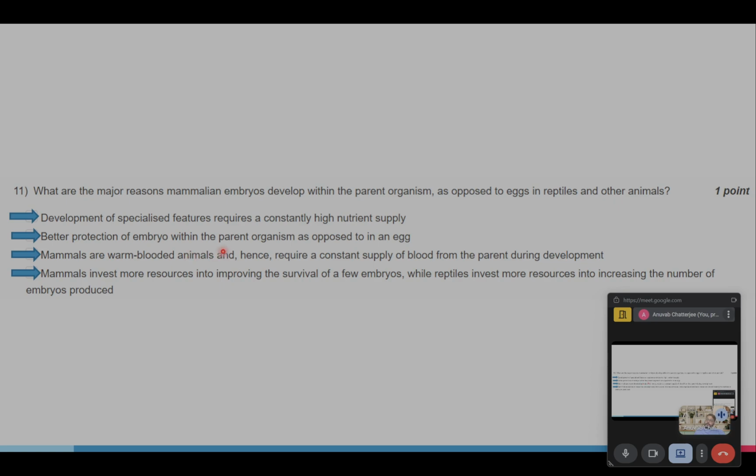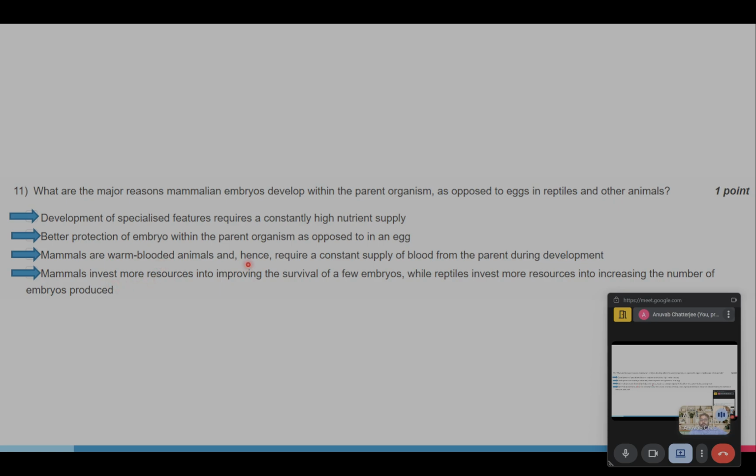Better protection of the embryo within the parent organism as opposed to in an egg makes sense. Pretty straightforward. Mammals are warm-blooded animals, so obviously in case of this one is out there, I guess. This one I can imagine arguments on the other side, like in case of avians, they are also warm-blooded, but they still have eggs. So I don't know about this one.